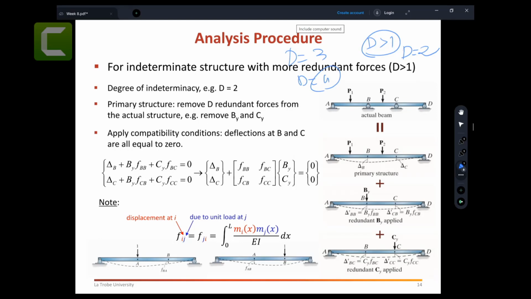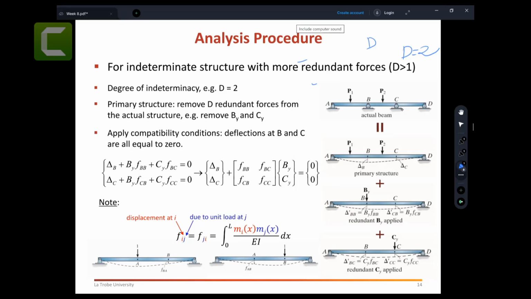So if your degree of indeterminacy is more than 1, then I encourage you to use the slope deflection method. Degree of indeterminacy equal to 1, okay, manageable. But when the degree of indeterminacy is 2, then you will find it challenging. You will see how. So here, let's say you have this example here.